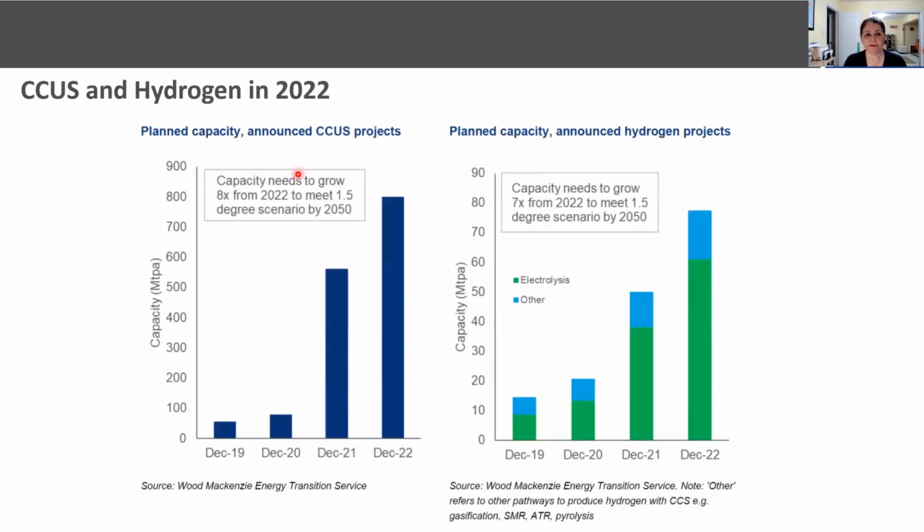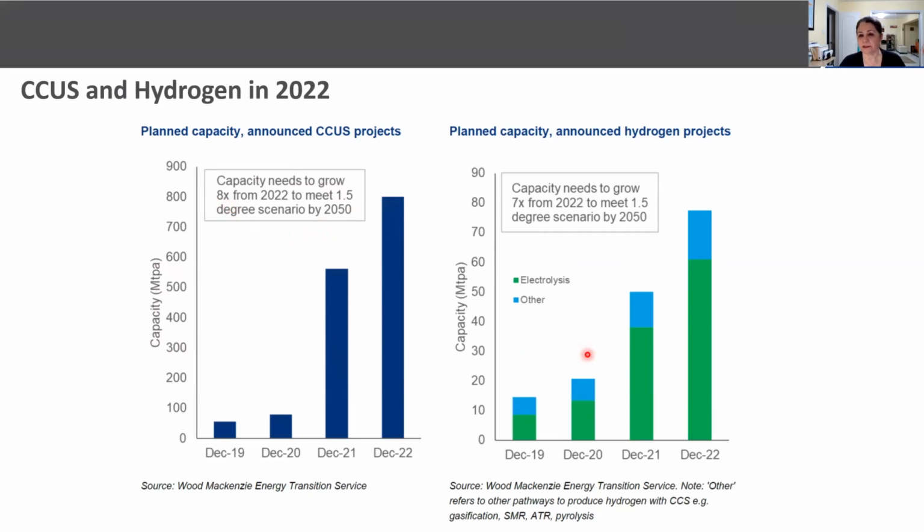So a little bit about activities in CCUS and hydrogen. And of course, you see the activities are increasing in terms of the capacity in megatons per year. It's been increasing. But if you look at the trend in 2022, we still need to increase the capacity by almost 8 times in order to meet the 1.5 degree scenario by 2050.